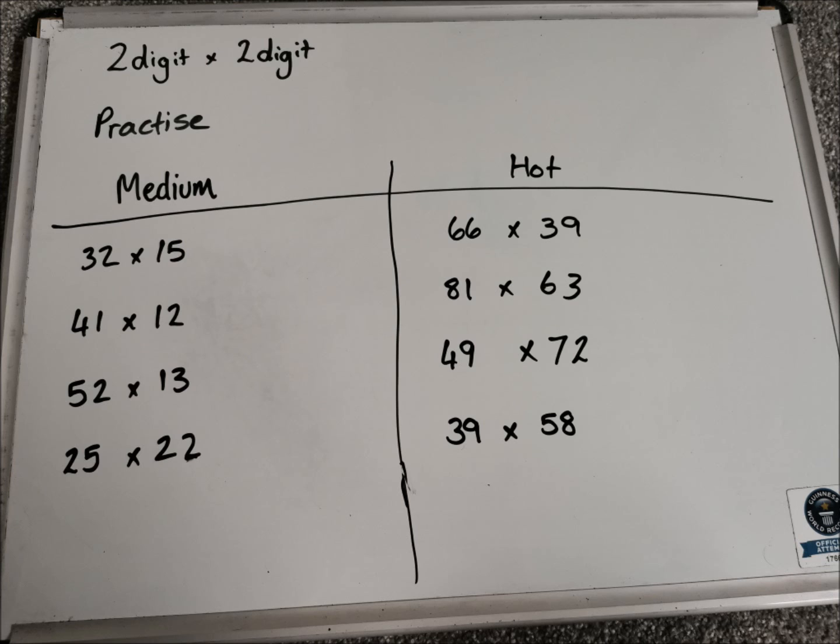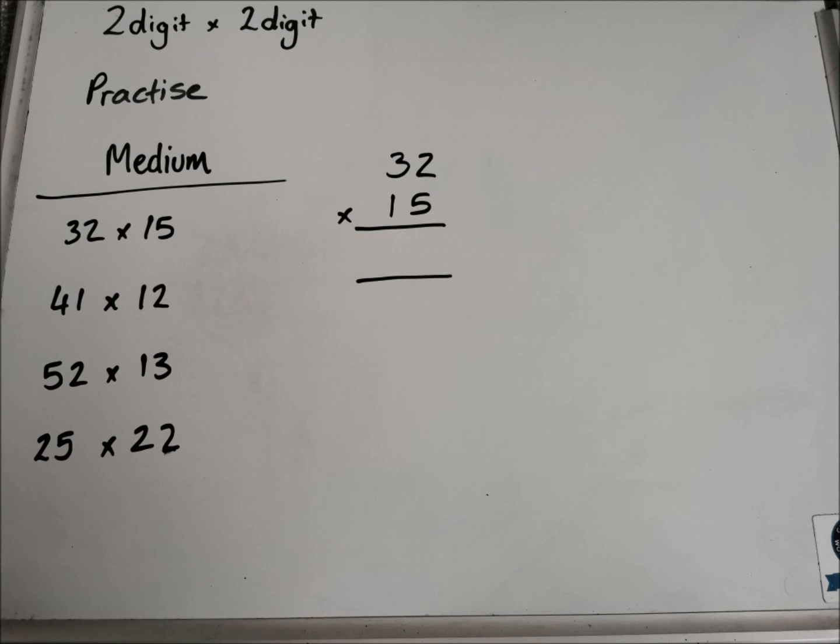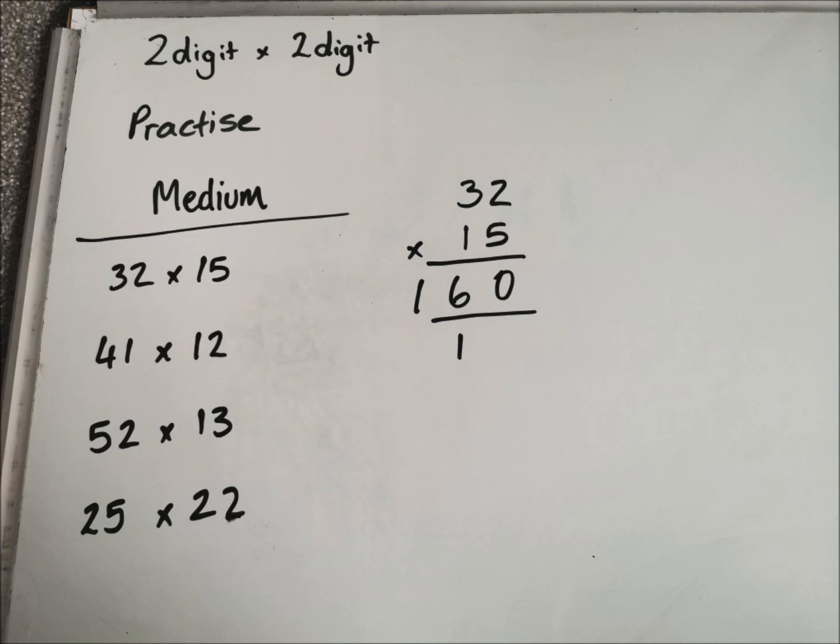Okay, hopefully you've had a wee chance to go over these practice ones. We'll start with the medium and see what we got for those answers. So the first one was 32 multiplied by 15. So hopefully you've laid it out in a nice chimney sum like this.